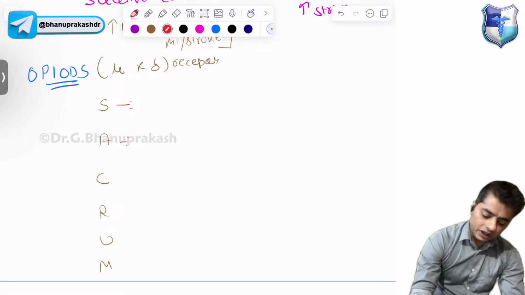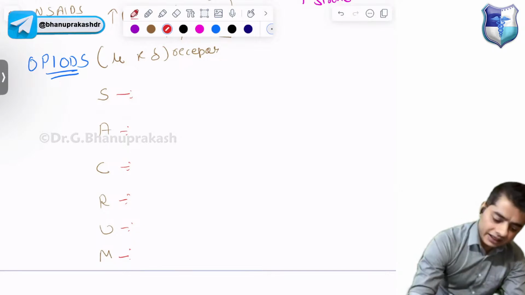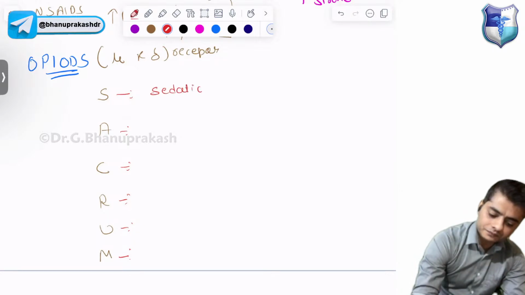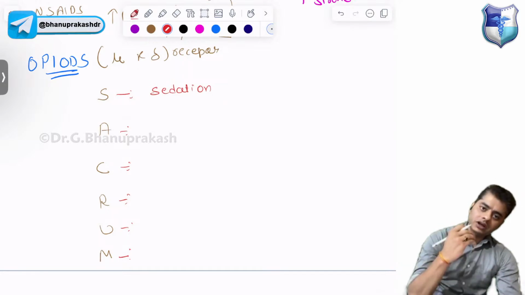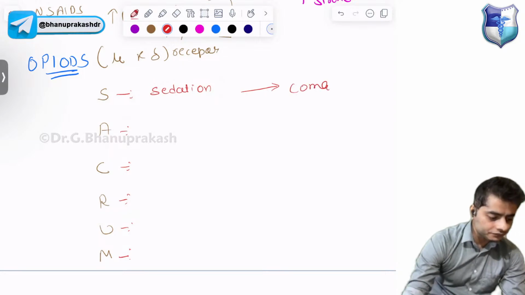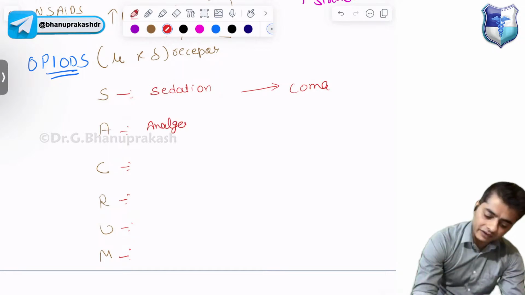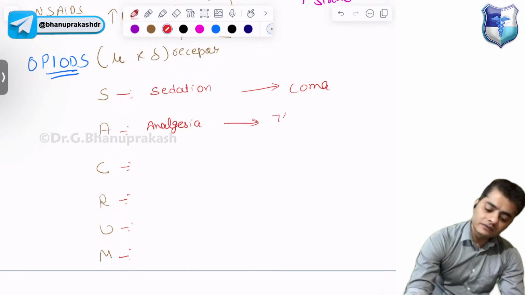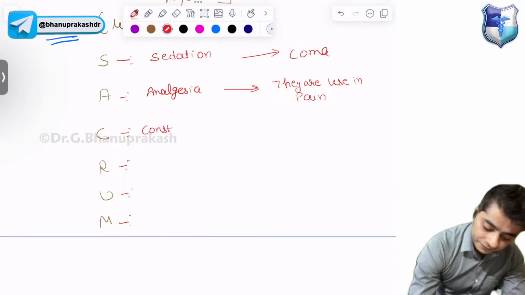Now, what I've said to you is that whenever you are prescribing opioids, remember this: SACR. S stands for sedation. So what will opioid do? It will cause sedation. If a large dose of opioid is given, it will result in coma. A stands for analgesic effect. That's why they are used for pain. C, which is most important, is constipation.